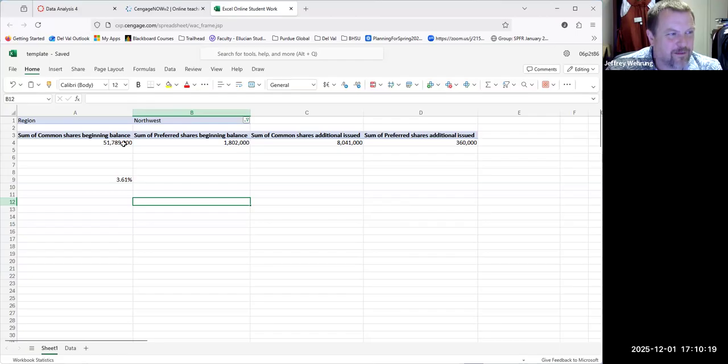So the common shares beginning and the additional common shares, and the preferred shares beginning and the additional preferred shares. So we're doing the preferred shares that are issued, the beginning plus the newly issued, divided by the common shares beginning and newly issued. So that is very confusing why they're wording it that way.